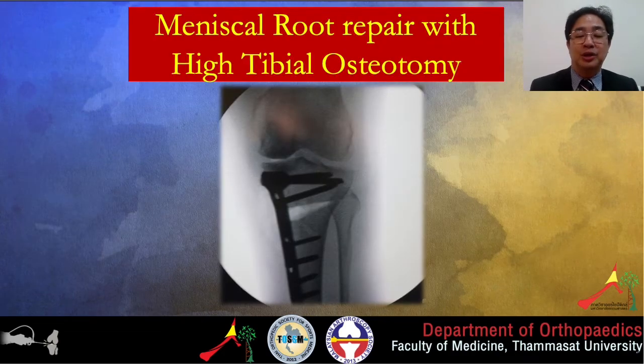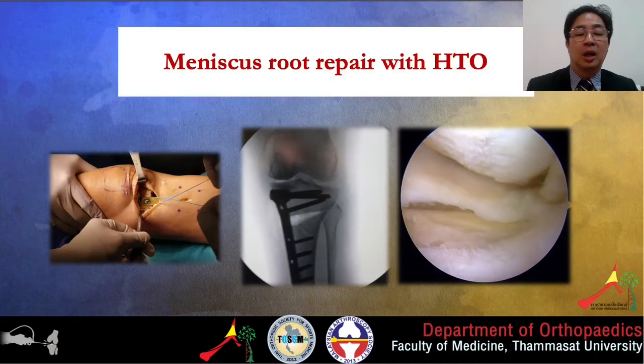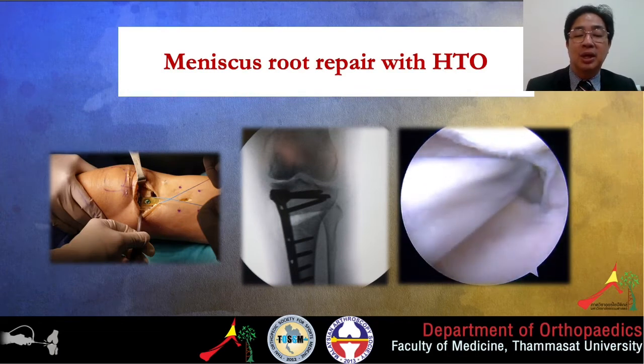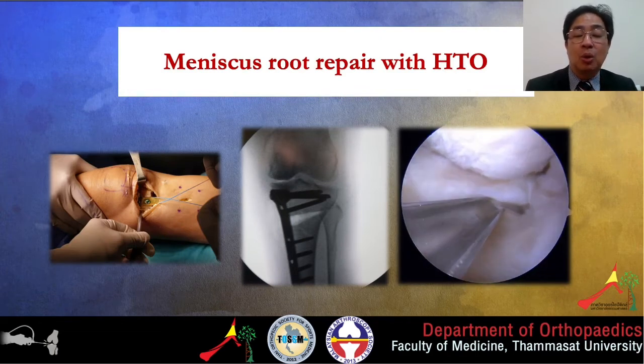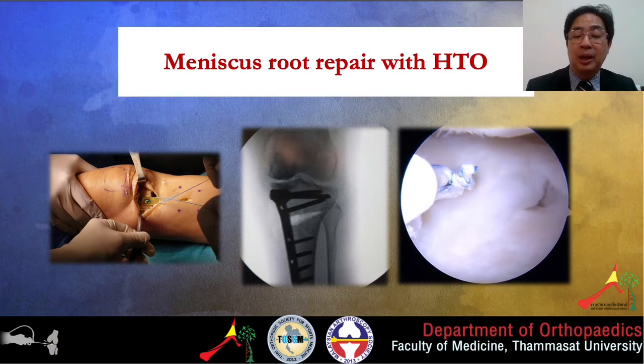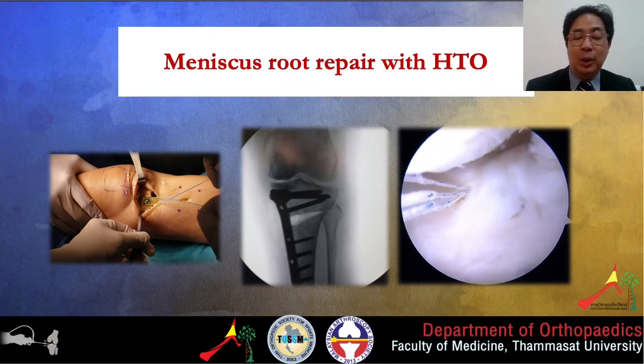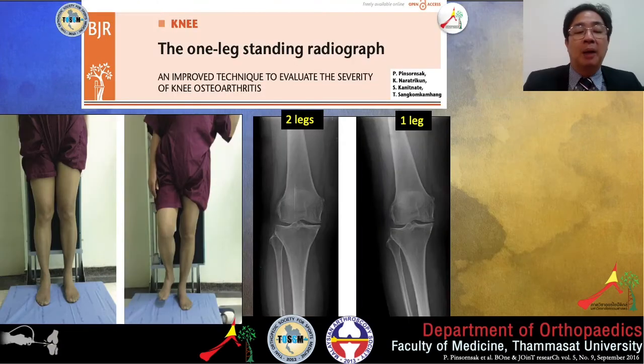When should we do HTO in root tear? Some root tear patients can be late and had malalignment, so HTO combined with root repair is the way to manage this situation. I prefer one-leg standing view because many times two-leg standing view look very normal. This technique is very useful to detect the actual joint space narrowing and axis deviation.